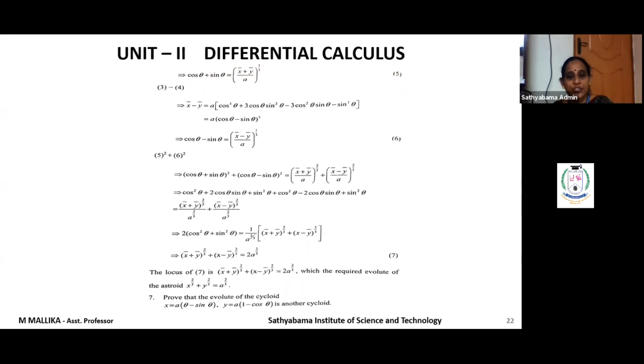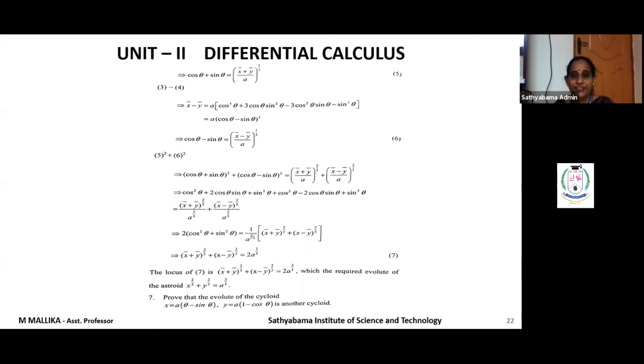So when you do that, you will be getting the answer for the evolute as a into (theta plus sin theta) and minus 2a into (1 minus cos theta). That will be the answer for the seventh question. Okay, so I think you are okay with the first unit.